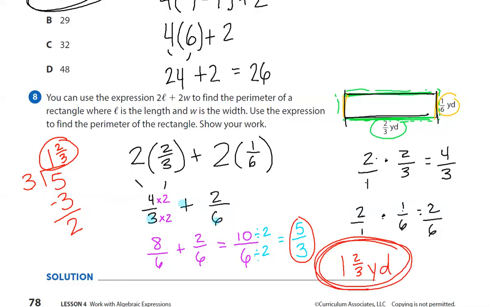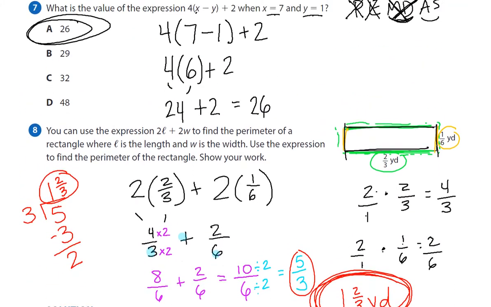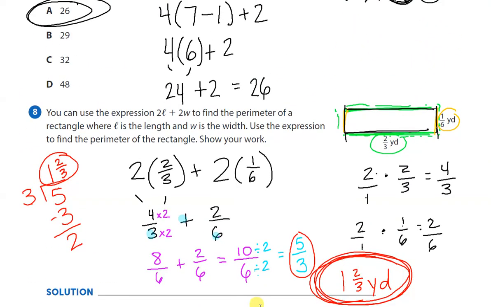And I'm going to super circle it so I can see my answer later because I circled way too many things. What's the matter with me? Okay, and that is it for our work together. Go ahead and do your green pages, and good luck.